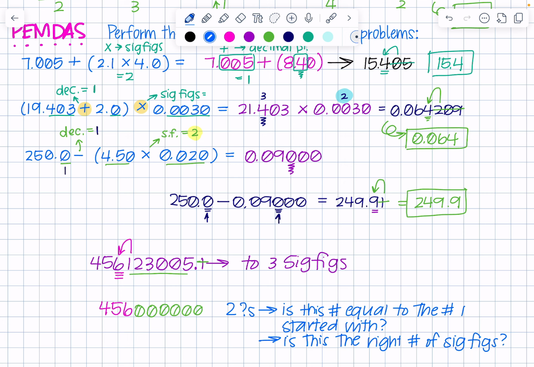Because it would be very easy to flip-flop those rules, right? And to just drop those, right? If I drop those, then I would have the number 456. So then I ask myself, is 456 the right number of sig figs? Sure, that's 3 sig figs. But is 456 essentially equal to 456,123,005? 456,123,000. Are those the same thing? By asking yourself these two questions, you will be able to determine on your own if you have done your rounding with significant figures correctly. And that's it for our sig figs.